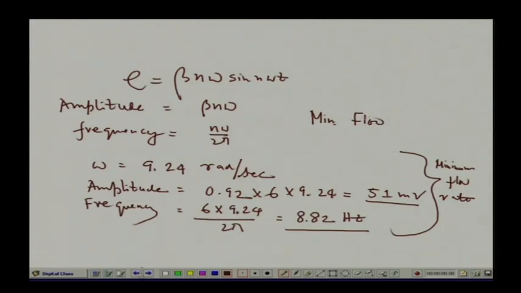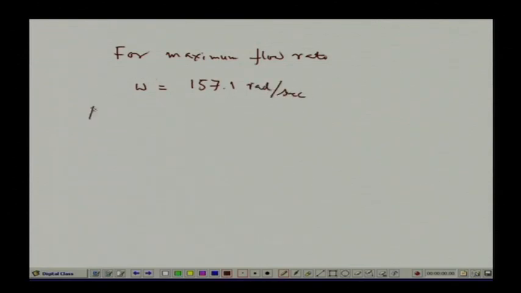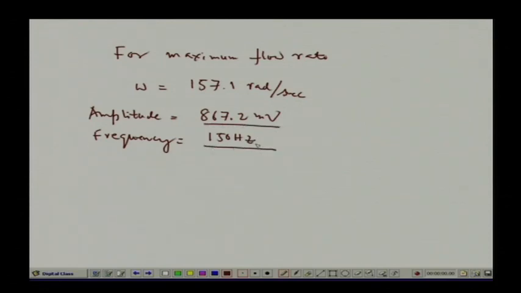Now, let us do the maximum flow. Let's take a white page. For maximum flow rate, I will get omega equal to, if I plug in all these values, 57.1 radian per second, and the amplitude will come up as, if I calculate, equal to 867.2 millivolt and frequency equal to 150 hertz, right. So, this is one answer, this is another answer, right.